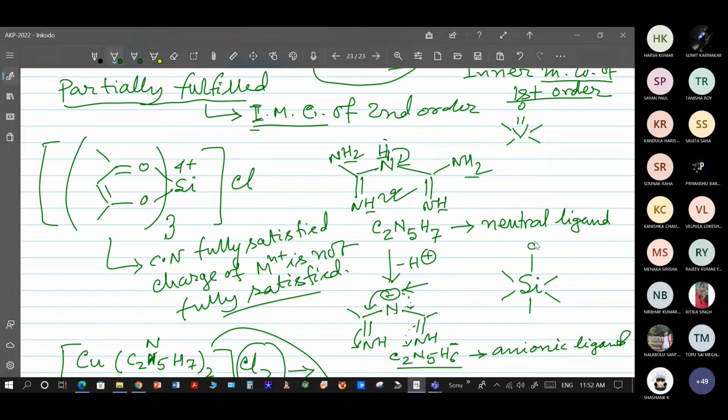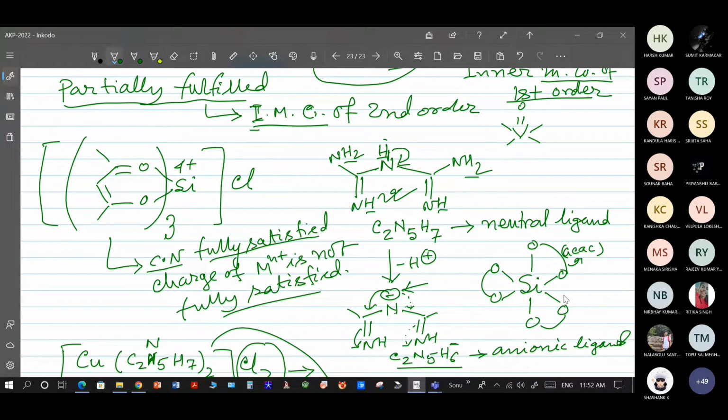Okay, so let us say 1OO. This is one ligand, this is another ligand, and the other ligands. So these are the acetylacetonate, ACAC ligand. Okay, so this one is ACAC ligand, a bidentate ligand. So the 6 coordination number of the silicon is fully satisfied. This is known as the coordination number, fully satisfied.